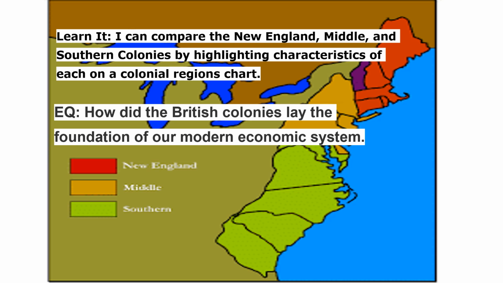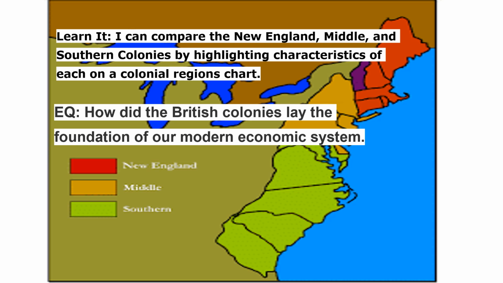Today we'll be discussing the comparing of the New England, Middle, and Southern colonies by highlighting characteristics of each on a colonial regions chart. Our essential question: how did the British colonies lay the foundation of our modern economic system?